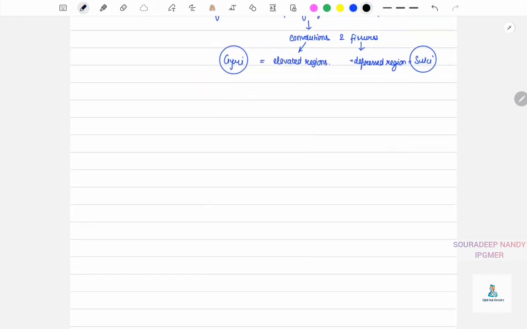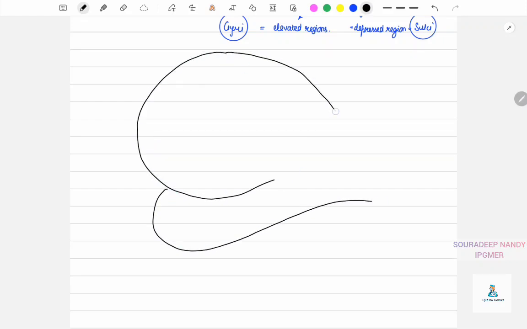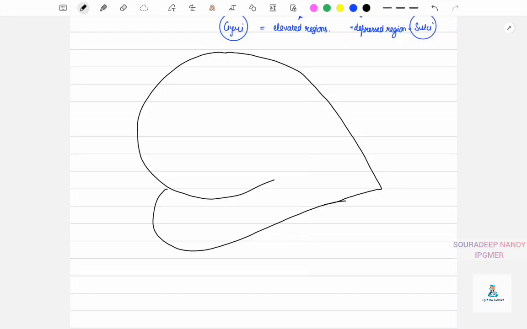Now let us see all these gyri and sulci with a diagram. You need not remember every gyrus and sulcus, but at least remember the important ones, and the important ones I will be teaching right now. So here is the superolateral surface of the brain. First we will draw some of the important sulci. The first and foremost important sulcus, which is very deep and almost makes up half of the cerebral hemisphere, is the central sulcus. This centrally placed sulcus is the central sulcus.